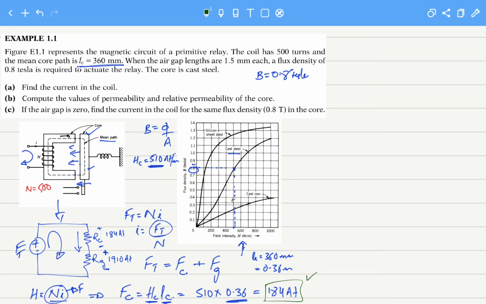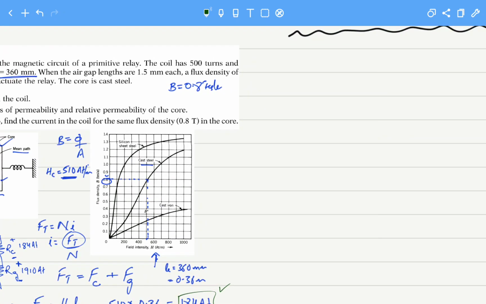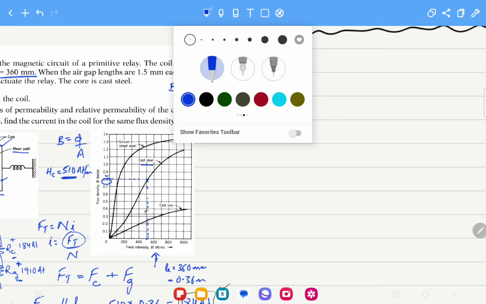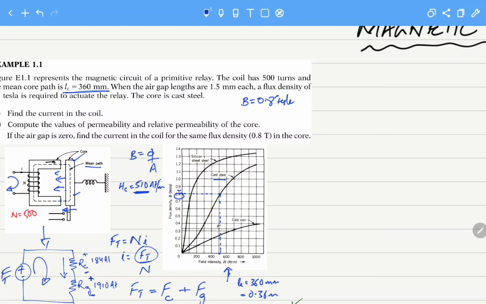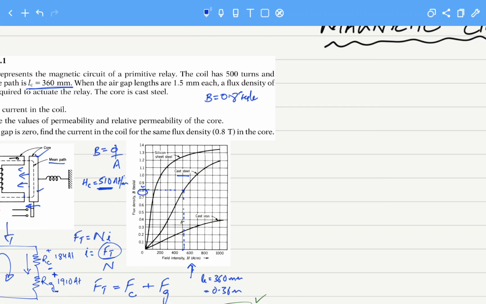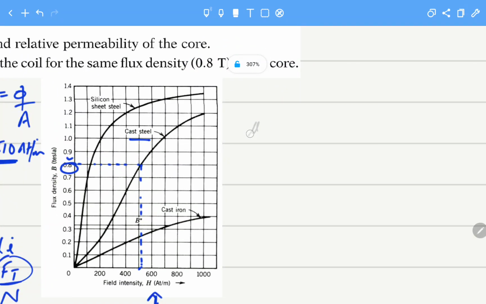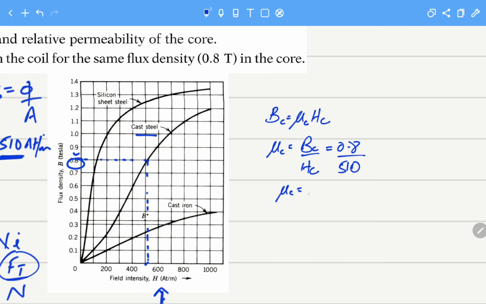Second part, it states to compute the values of permeability and relative permeability of the core. If you want to calculate the permeability of the core, we know the basic formula, BC equals mu C times HC. What is the value of BC we have been given? We have also calculated it; if you take any value in the linear region, you can get this value. This is 510. So mu C, the permeability of the core, will be 1.57 times 10 to the power minus 3.